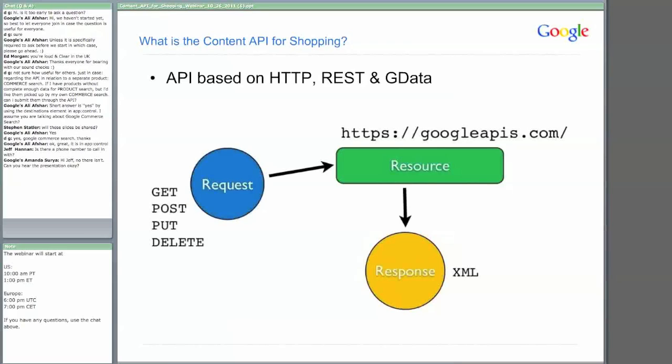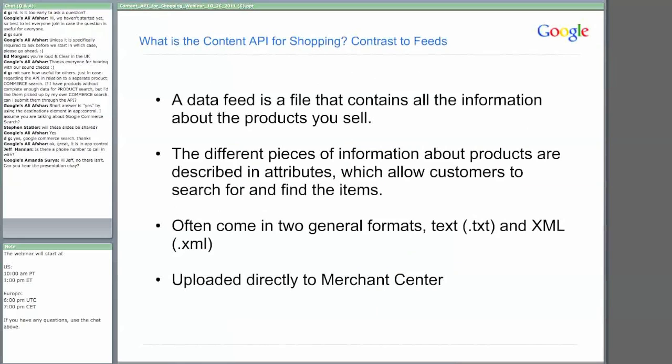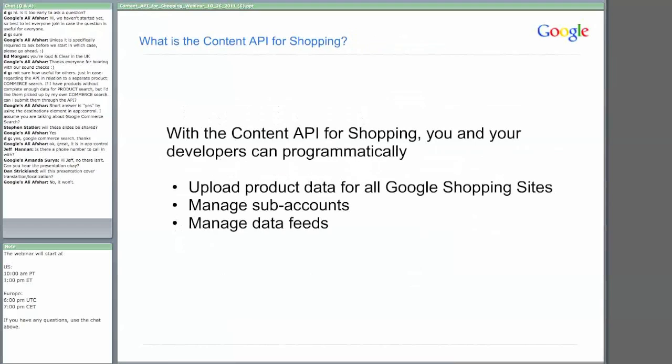So a little bit about an API. An API is a way to programmatically interact with something such as Google servers or Google Merchant Center in this case, but it's just a way for 2 programs to talk to one another, right? So in contrast to feeds, a data feed is just a file that contains all the information about your products. It's very similar to the request that's getting sent with the Content API, except it's just a flat text file or XML file. In these files, you have attributes and entities lining out what your particular product data is, and these files, these text files or XML files, are uploaded directly to the Merchant Center.